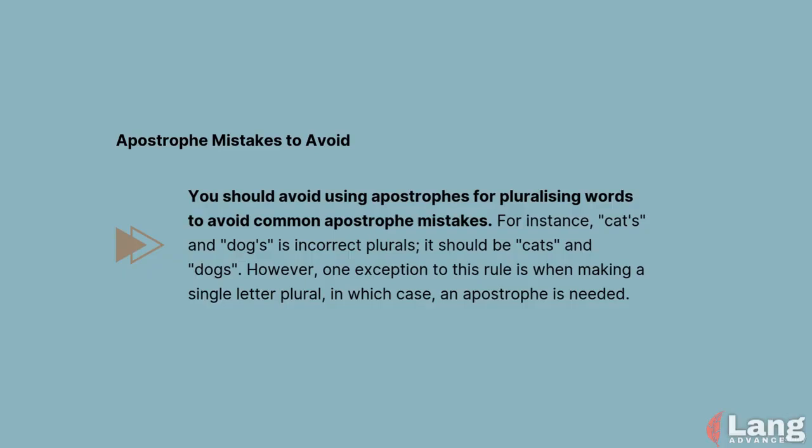Apostrophe mistakes to avoid. You should avoid using apostrophes for pluralizing words to avoid common apostrophe mistakes. For instance, cat's and dog's is an incorrect plural. It should be cats and dogs. However, one exception to this rule is when making a single letter plural, in which case an apostrophe is needed.